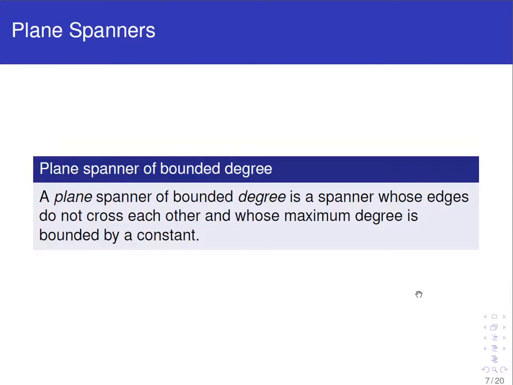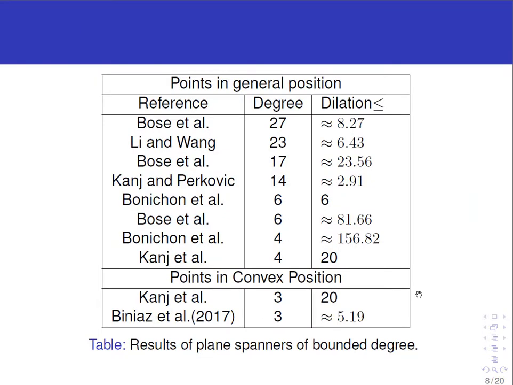What is a plane spanner of bounded degree? A plane spanner of bounded degree is a spanner whose edges do not cross each other and whose maximum degree is bounded by a constant. This table shows some results on plane spanners of bounded degree. The table is divided into two parts, points in general position and points in convex position. In 2017, Biniaz and others proved that for any set of points in convex position, there is a plane spanner of maximum degree 3 with stretch factor at most 5.19.